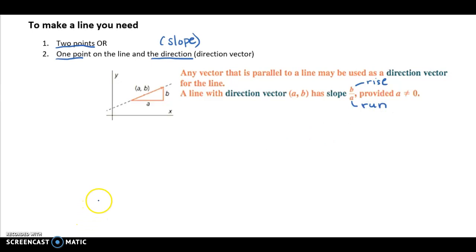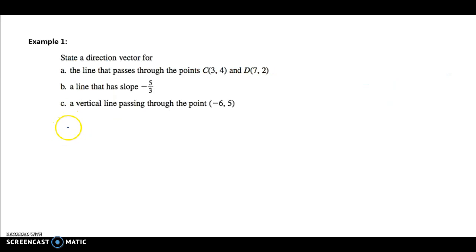For a direction vector, A can't be equal to 0. If it is, then we're probably talking about a special type of line, either a vertical or horizontal line, which comes out when one of those is equal to 0. All right, let's have a look at example 1 and see if we can understand the basics of this new idea of lines and vectors combined together.